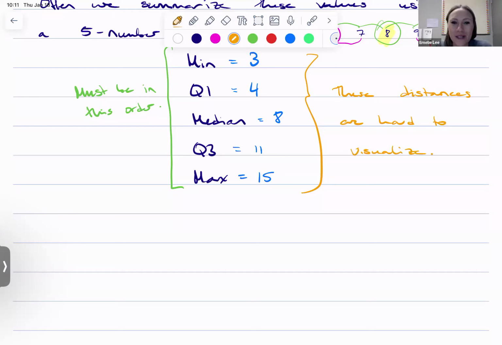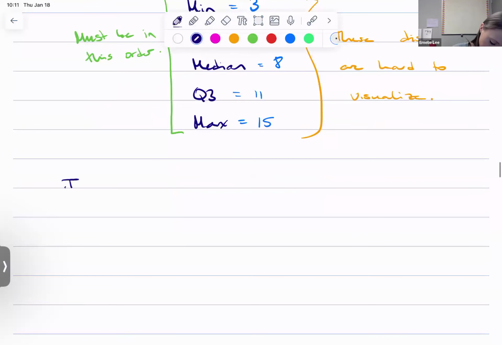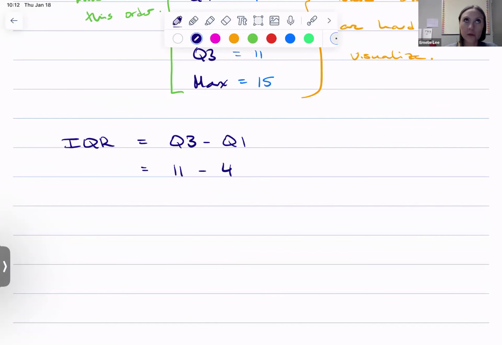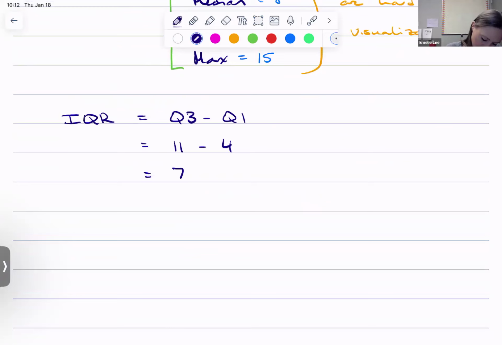And so for that reason, we introduce a visual 5-number summary called the box plot. Now it's on the next slide, but before we get there, I want to introduce one other key thing. Okay, and so what we can do here, from the 5-number summary, we can calculate the interquartile range, which is Q3 minus Q1. So in this case, the interquartile range is 11 minus 4, which is what? 7? Who knows? Let's see here. Just need to confirm. Yeah.